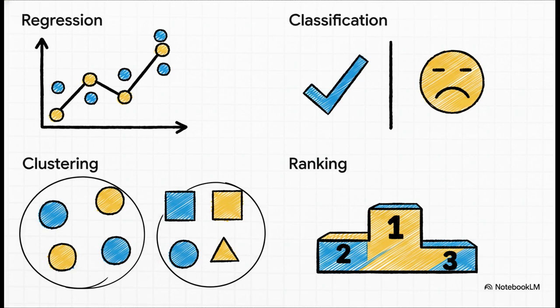Think of an algorithm deciding whether a movie review is positive or negative. Then there's clustering. This one groups similar data points together, but without any predefined labels. And finally, we have ranking, which is just ordering groups of instances based on specific criteria. Grasping these four pillars, that is absolutely crucial. It's the bedrock for everything else we're going to discuss.